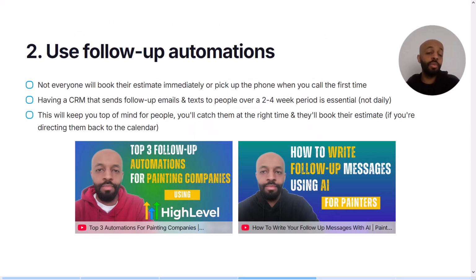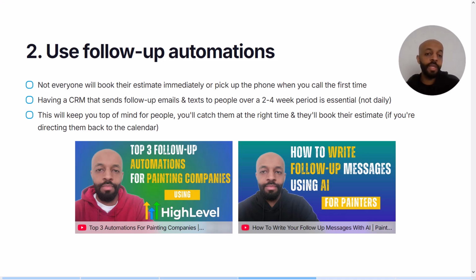Now the next one is just using follow-up automations. So even if for whatever reason you don't want to use the calendar, you can just have follow-up automations going out. Not everyone is going to book their estimate immediately or pick up the phone when you call the first time. Now this is kind of a drawback of calling people right away. They may not be in a place where they can pick up. So you're going to have to make a note of that.